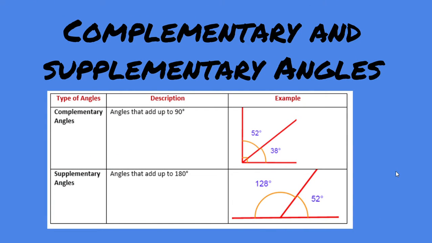There are two other important angles. They are complementary and supplementary. Complementary angles: if any two angles add up to form 90 degrees, then they are complementary angles. Whereas if any two angles add up to form 180 degrees, they are called supplementary angles.